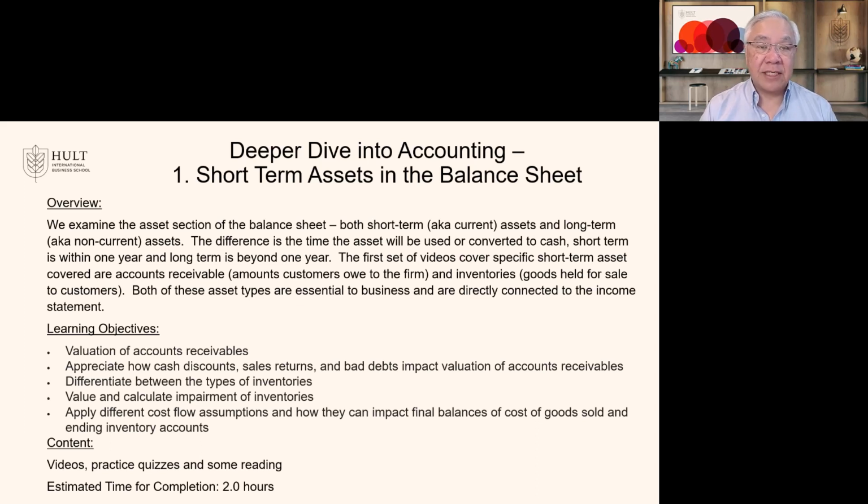Our learning objectives are to do valuation of accounts receivable and the GAAP principles that are included, and appreciate how cash discounts, sales returns, and bad debts impact the valuation of accounts receivable and the income statement, by the way. And then differentiate between the different types of inventory often found in companies, and look at valuation and calculation of impairment of inventory. And finally, look at applying different cost flow assumptions and how they can impact the final balances in the cost of goods sold and in the ending inventory accounts.